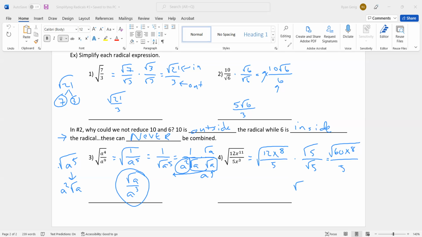Now I just have to break down 60, which is 2 and 30, 15 and 2, and 5 and 3. So that would be a pair of 2s, and a leftover 3 and 5, so 2 radical 15. X to the 8th, you should be good at that one by now. Half of 8 is 4. So it's going to be on top 2x to the 4th radical 15 over the bottom was just 5. Nothing that came out can be reduced, so that is my final answer.